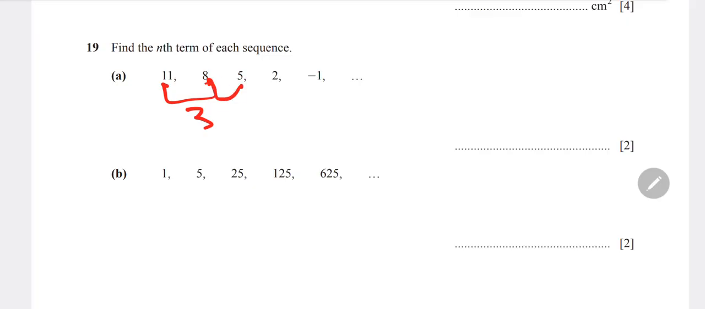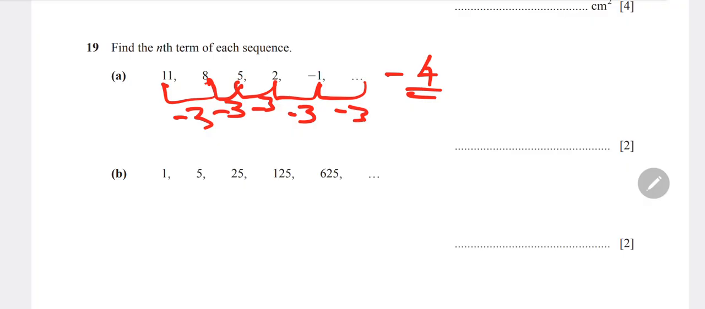So again it reduced 3, then 3, then the gap is 3. So when you subtract again 3, sorry, they are minus 3. So minus 1 minus 3 becomes minus 4. So the answer will be minus 4.